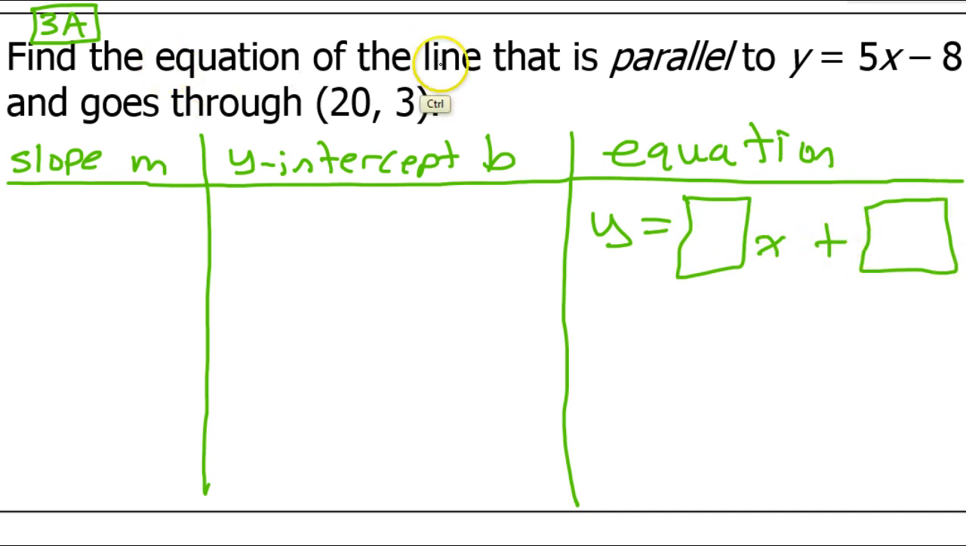So I'm supposed to find the equation of a line that's parallel to this line. Now, parallel lines all have the same slope. Okay, so the slope that I need should be the same as the slope of this parallel line. So just for the sake of notes, I'm going to say same as parallel line.